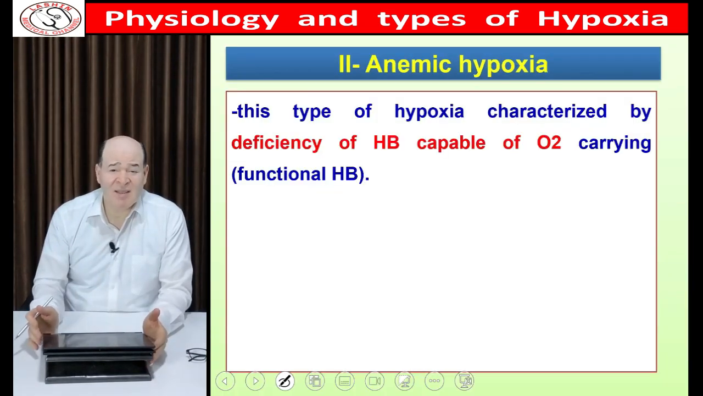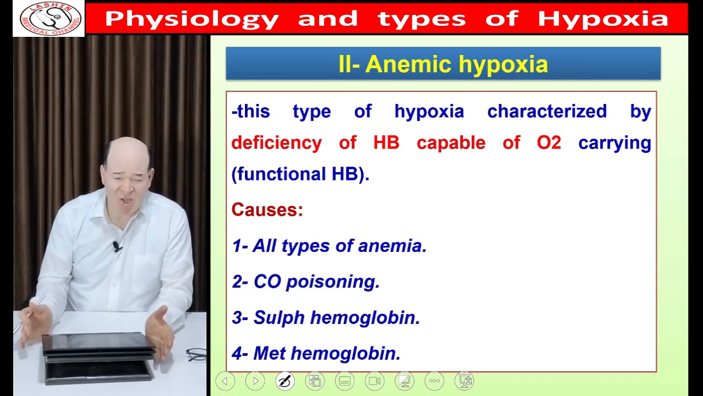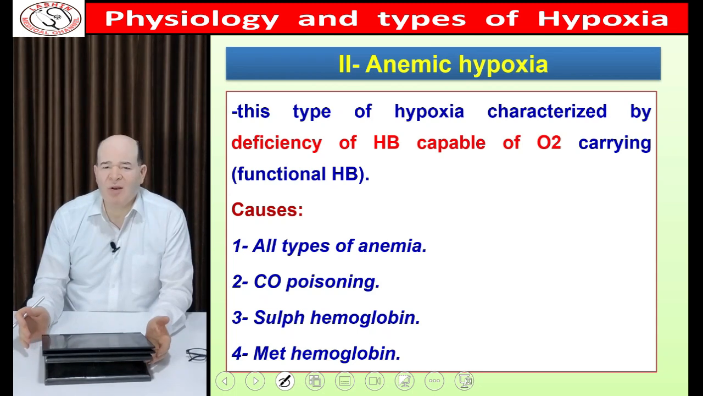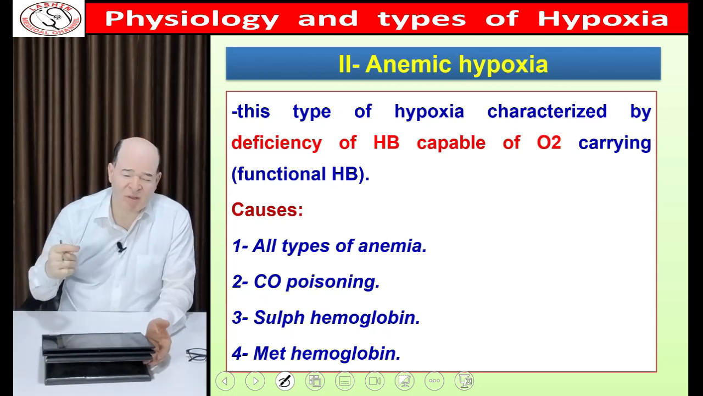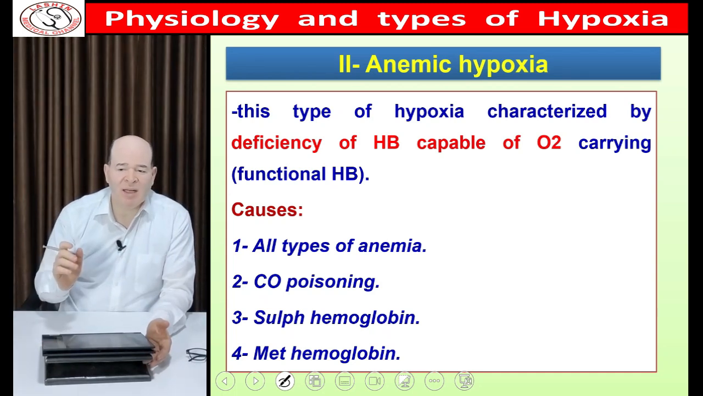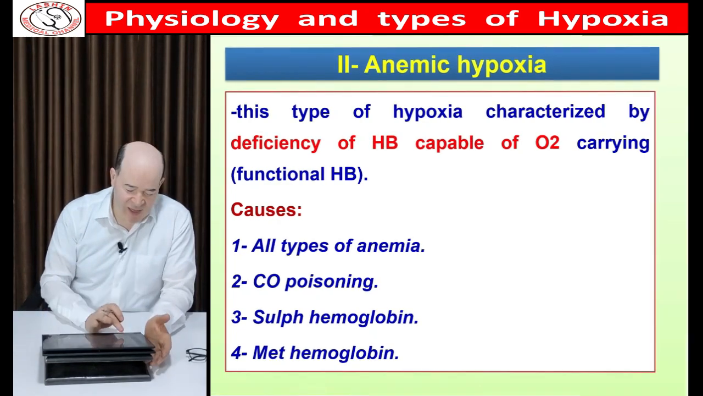Second, anemic hypoxia. It is a type of hypoxia that is characterized by deficiency of hemoglobin that is capable of carrying oxygen. The causes are variable. They may be anemia, an actual deficiency of hemoglobin, or an actual decrease in the amount of hemoglobin in blood. Number two, CO poisoning, where you have hemoglobin but it is not functional. Also, sulfhemoglobin in poisoning with hydrogen sulfide, or methemoglobinemia, in which hemoglobin is oxidized. In the last three conditions, you have hemoglobin but it is not functional, so it is functionally deficient and incapable of oxygen carriage, so we have anemic hypoxia.